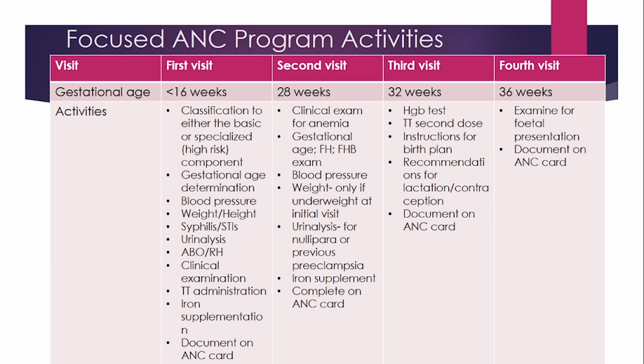You want to determine the blood group. You want to determine the hemoglobin concentration. Then you want to give the first tetanus toxoid immunization. Then you also want to commence iron supplementation, and we also want to take adequate history, which will be taken and properly documented in the antenatal card.